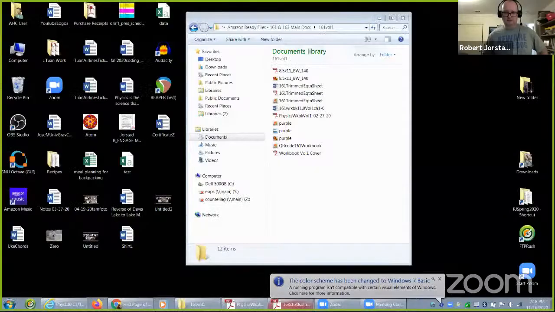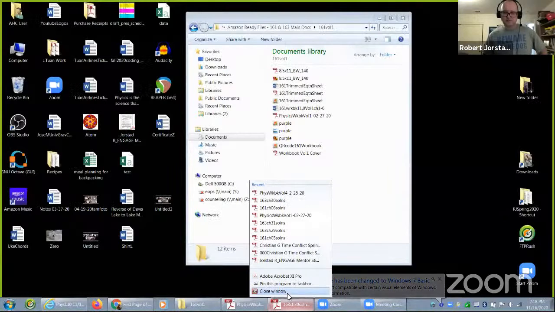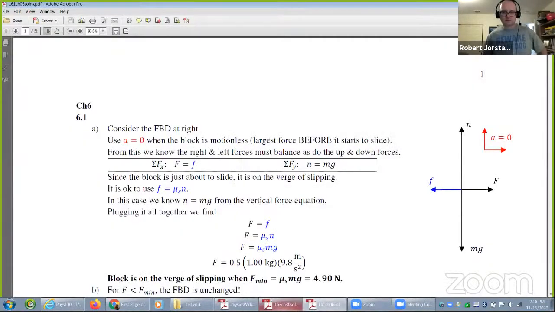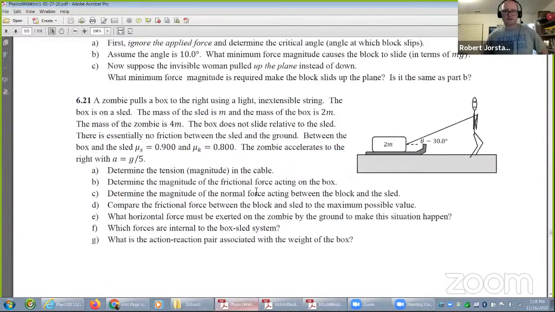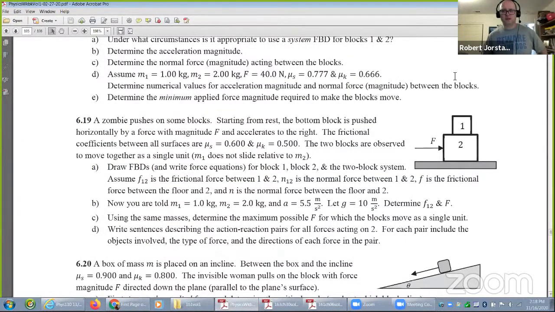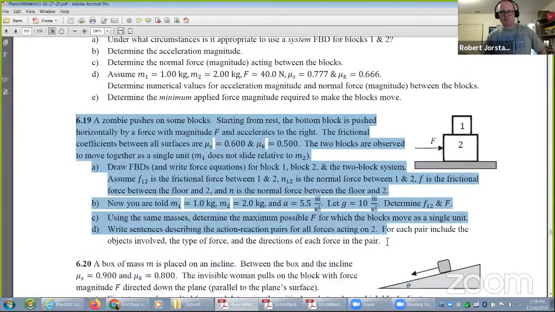I'll give you a screen share to get this rolling here. Oh, we don't want this. Let me see. I don't want this one. I want this one here. Okay, there's the solutions. And then I think I want to start up here. Yeah, there we go. So we are looking at 6.19, all right?